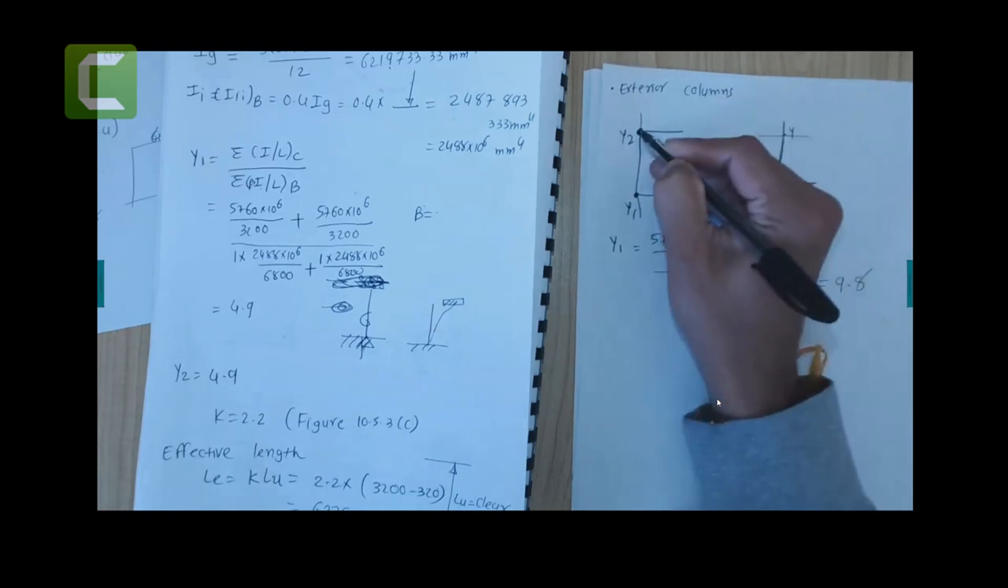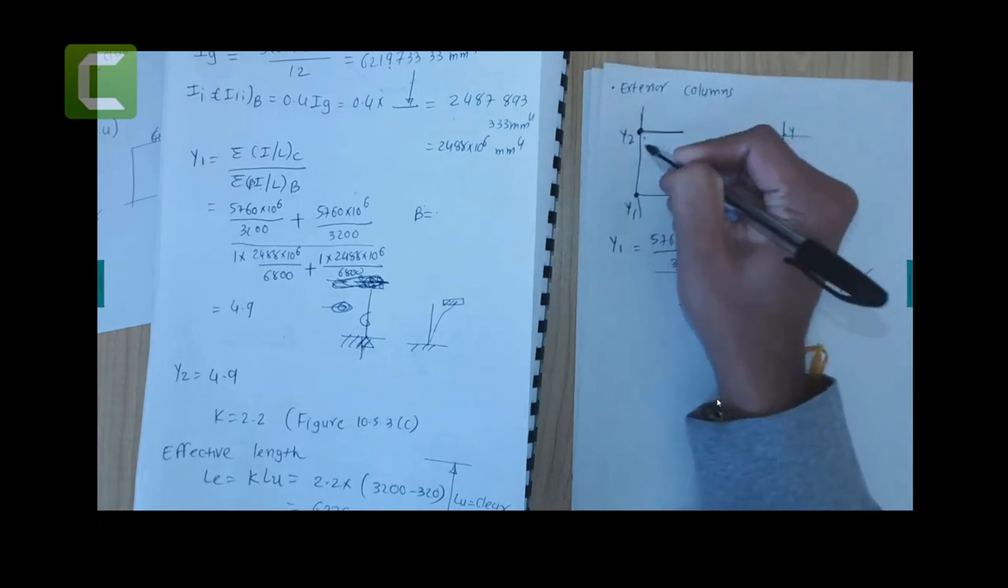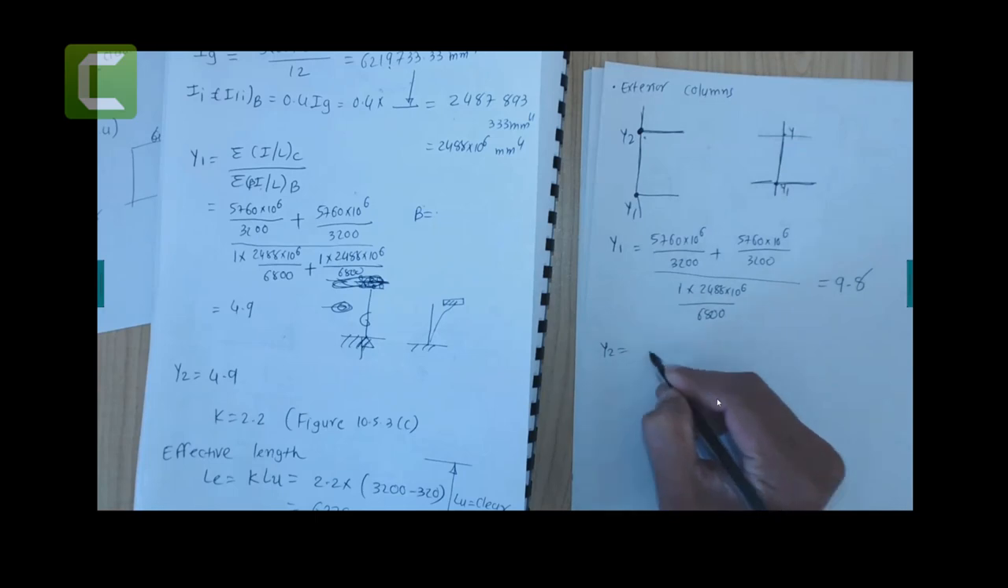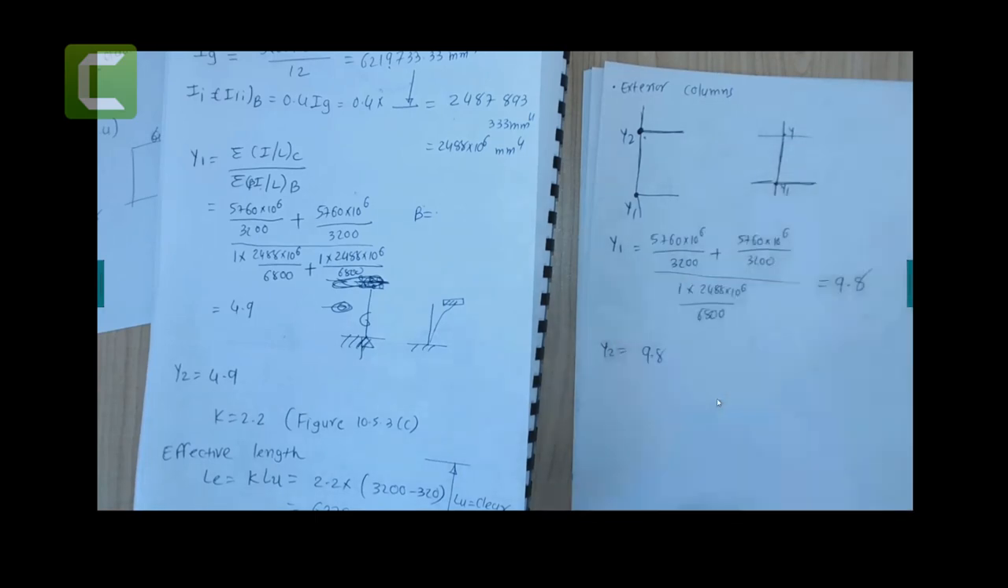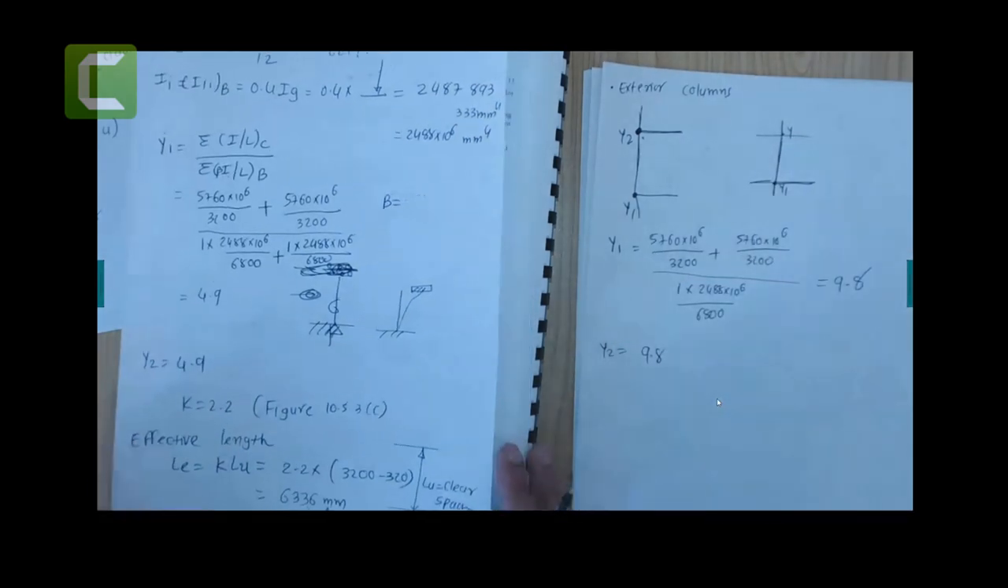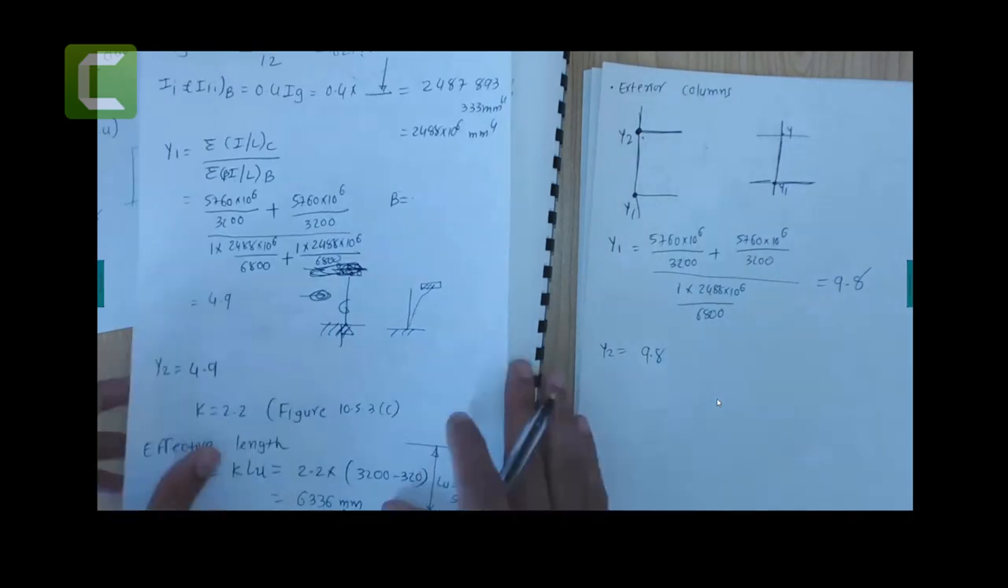Same thing for these top joints here. At this particular joint, you have an identical beam here, identical columns here. So you have gamma 2 equal to 9.8. You can just write this one up. Now you have gamma 1 and gamma 2, 9.8. Now let's go back to that figure again.